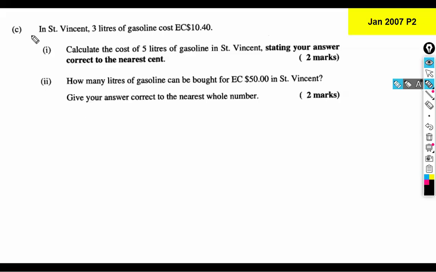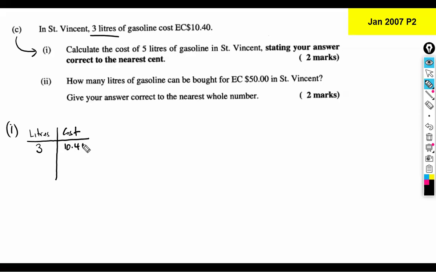Ways to do this, right? Some of you might not have noticed, but you could use the cross to do part 1. I put liters here, and the cost. They said at the beginning of the question, 3 liters cost $10.40 Eastern Caribbean. So if you want to buy 5 liters now, how much will it cost?